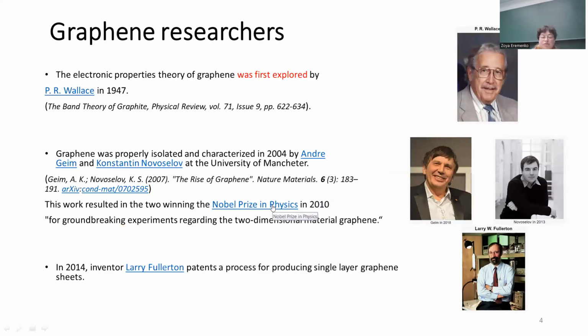And as you know, I think the first to explore graphene properties was Wallace in 1947. And in 2010, we have two Nobel Prize researchers, Andre Geim and Konstantin Novoselov. And in 2014, the inventor Larry Filipelli had a patent for a process for producing single-layer graphene sheets.